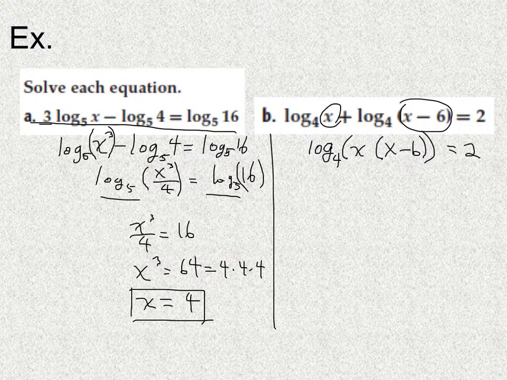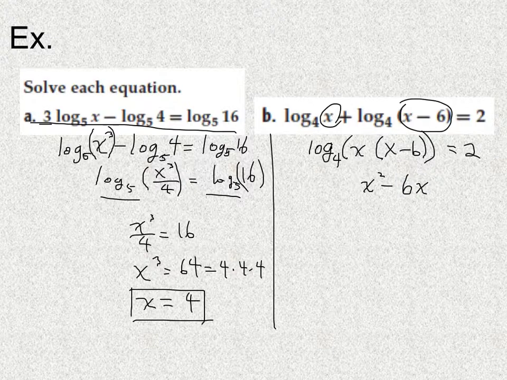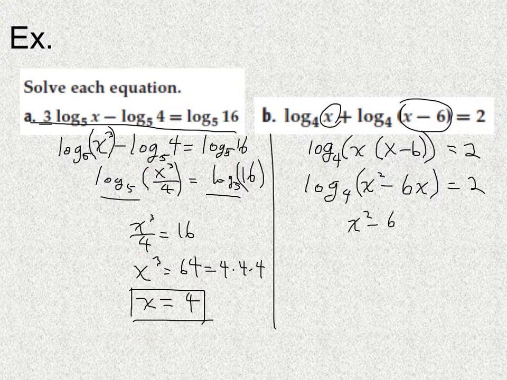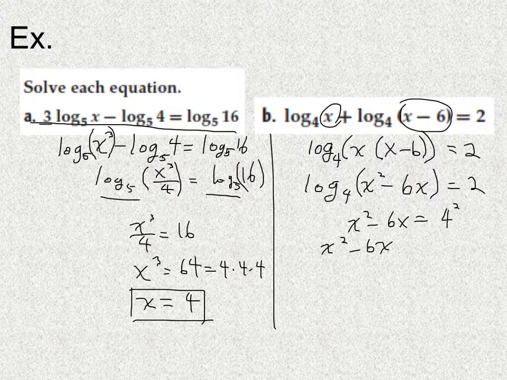And so we end up with x squared minus 6x on the inside. We have log base 4 equal to 2. Okay, now we want to try and rewrite this so that the log isn't there anymore. We want to solve for the argument. So we're going to say x squared minus 6x equals 4 to the power of 2. And now it's just a quadratic. So we end up with x squared minus 6x, and that's 16. We bring it over to the other side, so we end up with minus 16 equal to 0.